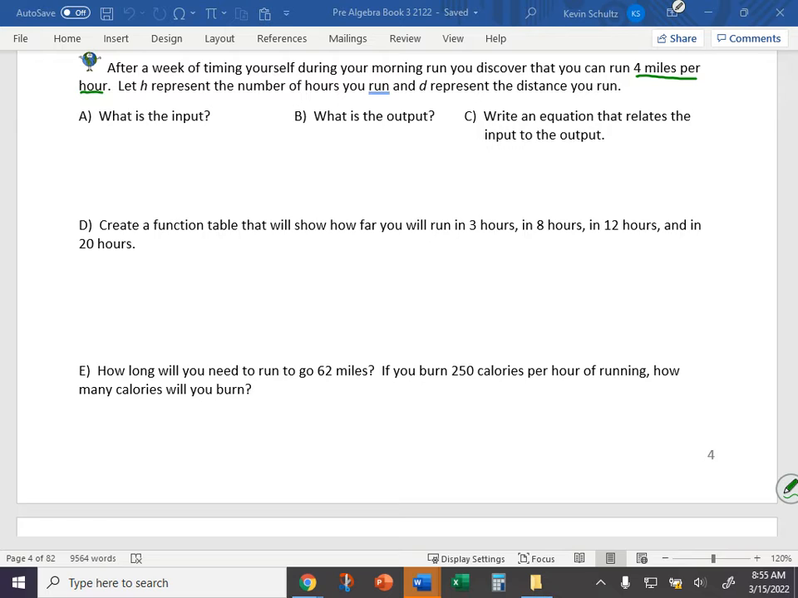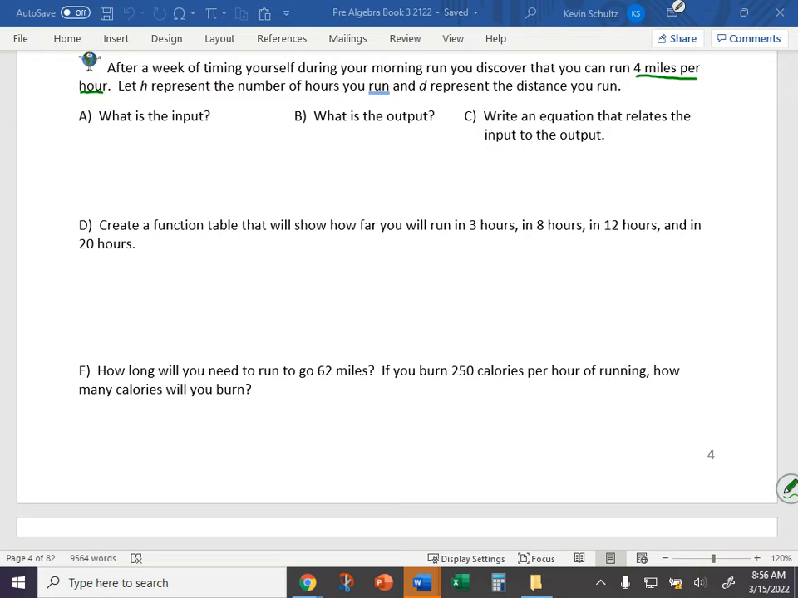What's the input here? What's the output? If we want to figure out how far we can run based on how long we run, what are we testing? Are we testing the distance to calculate the hours? Or are we testing the hours to calculate the distance? What's being tested? What's the result we're looking for? This is oftentimes the hardest part, just setting up what's the input and what's the output. I do have a hint for you, a little bit of a shortcut, but what do you think? Are we testing the hours to conclude the distance or testing the distance to conclude the hours?